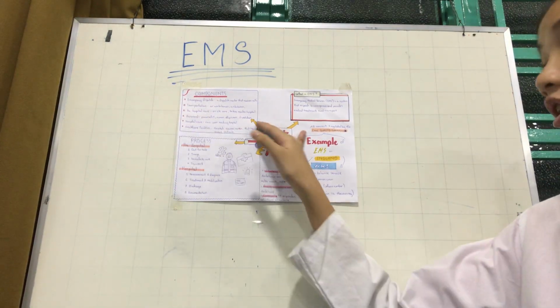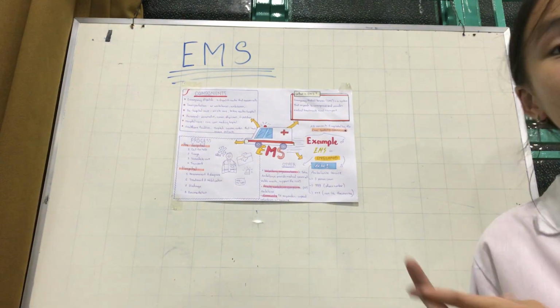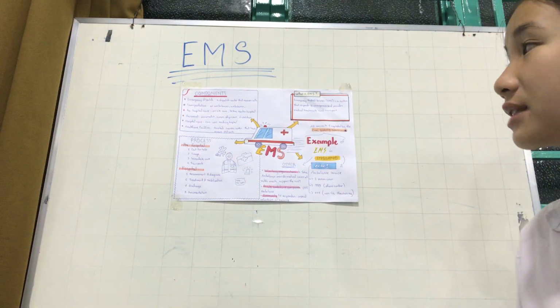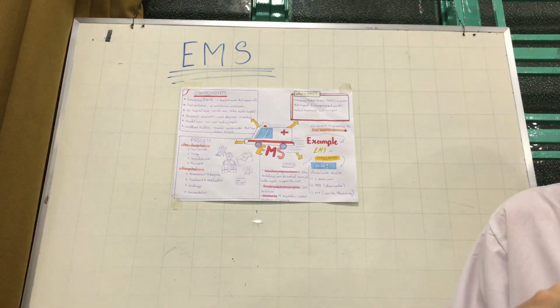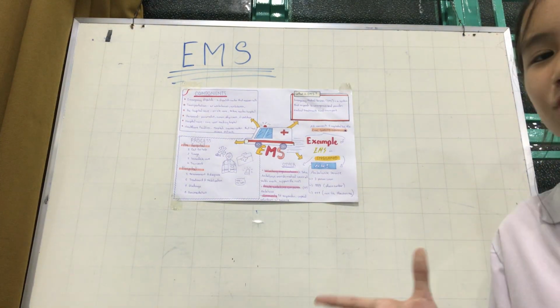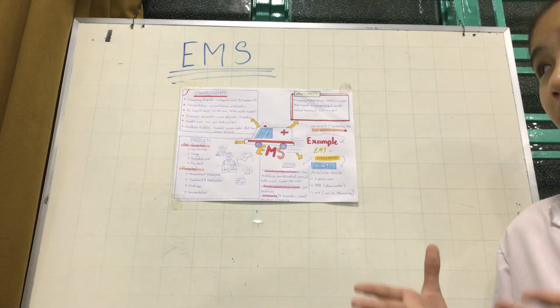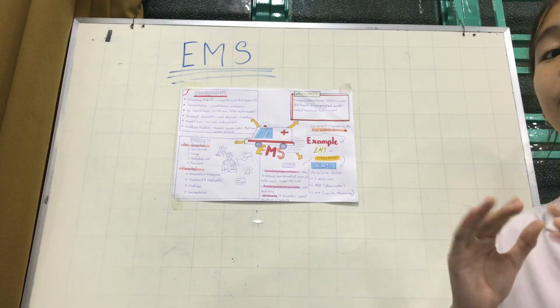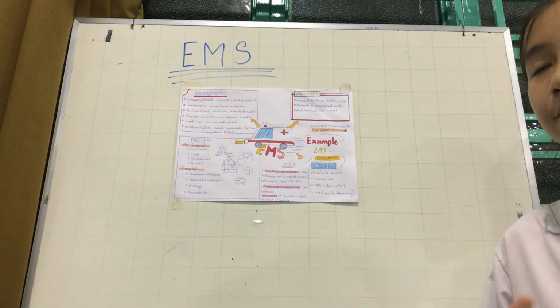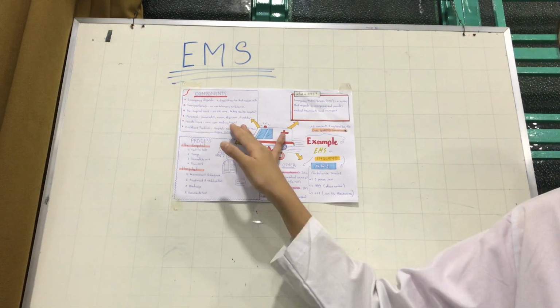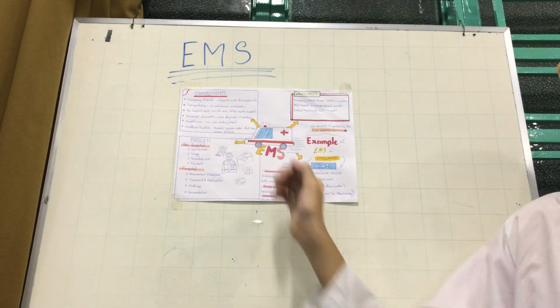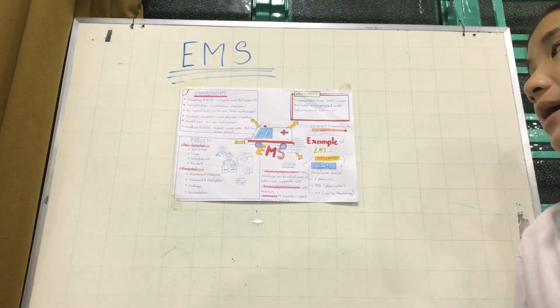Next, there will be personnel, which of course will be dispatchers, paramedics, physicians, nurses, and even the driver of the ambulance is called personnel for the EMS because they are involved in the process of saving that patient. So that is another important component of EMS.